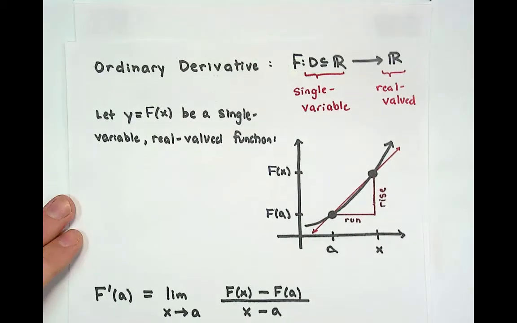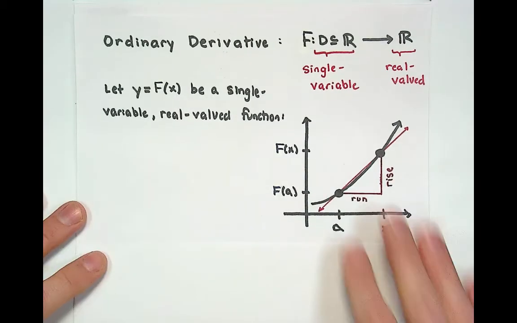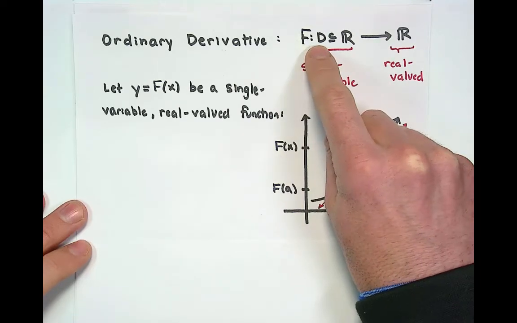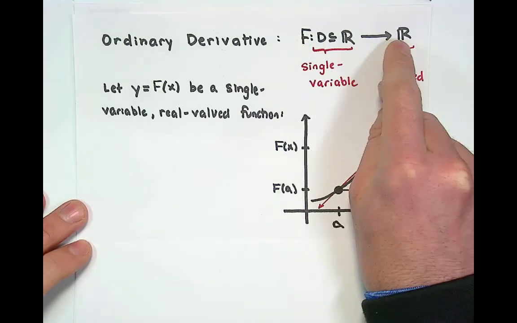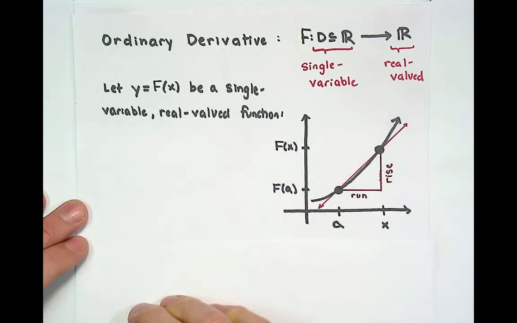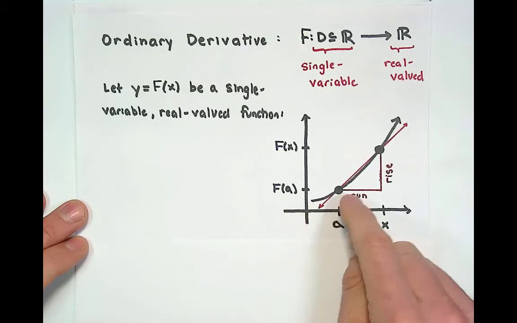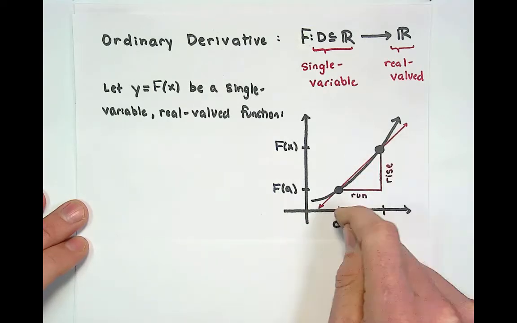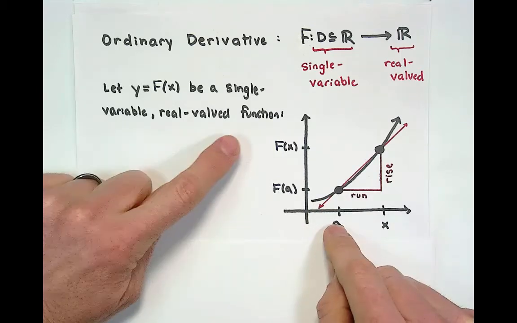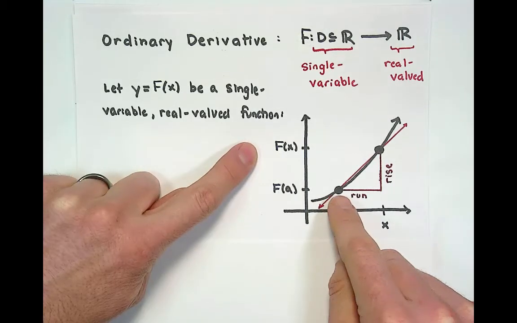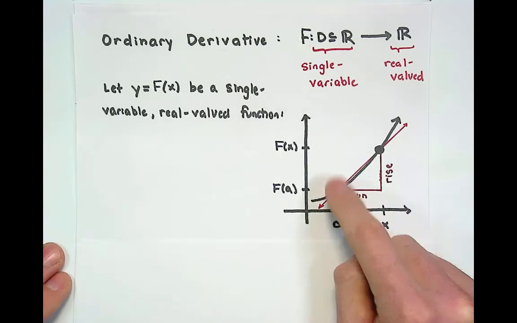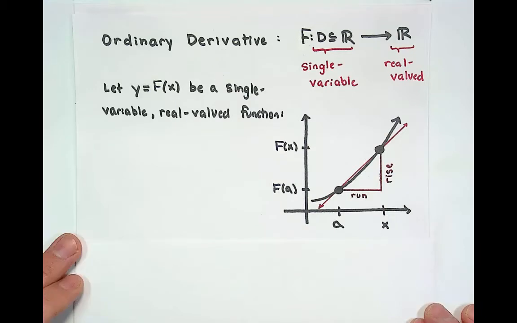We had this concept of an ordinary derivative. So if we have some function, capital F, from a domain in the real numbers into the real numbers, this means it's a single variable real valued function. We started with step 1, which was to graph the function as a curve. We then had 2 points on our curve, which are (a, f(a)) and (x, f(x)), and the reason that there were ordered pairs is that this function was single variable.